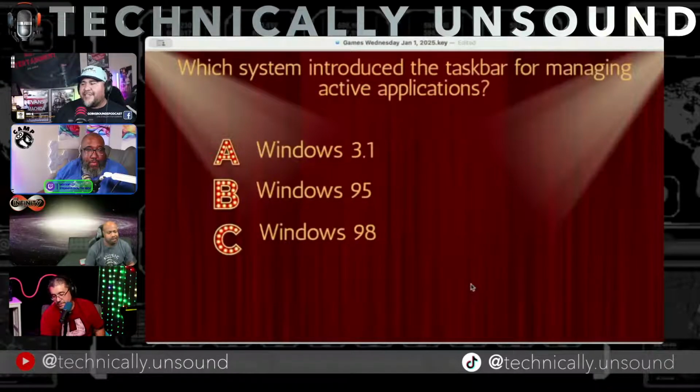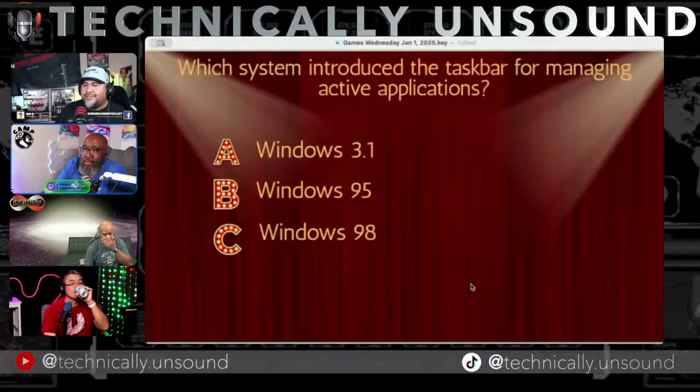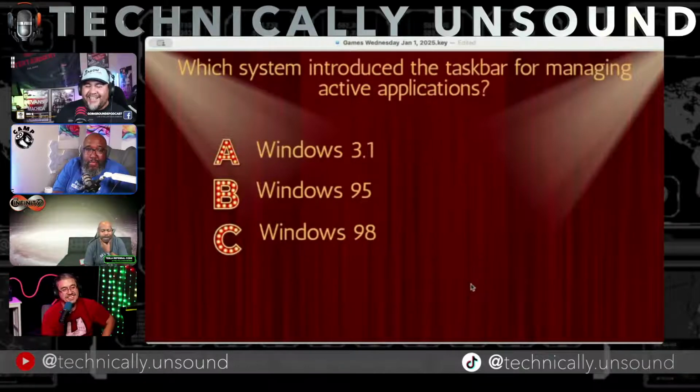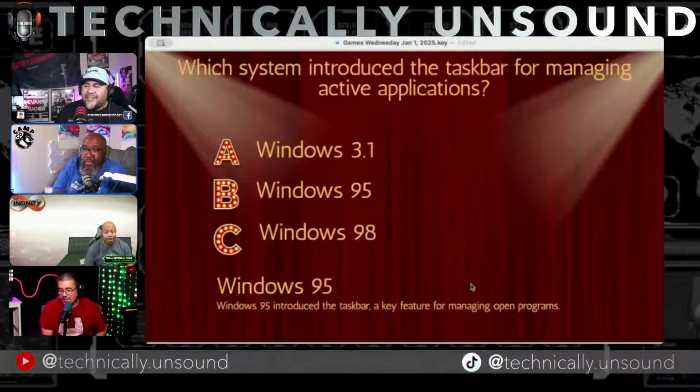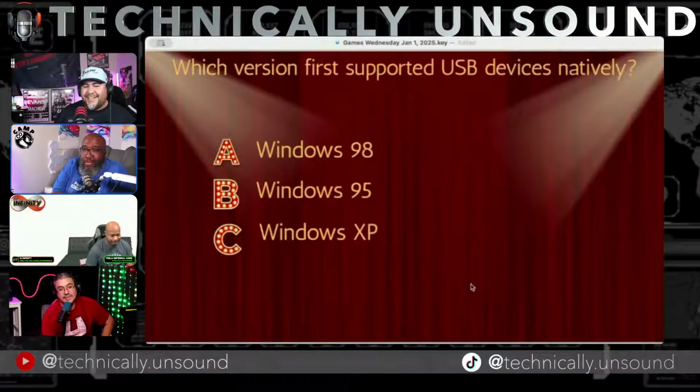See, I didn't start paying attention to details on computers until kind of recently, because I didn't give a fuck before. I think it's B, but everything's B again. It's B. Are we back to B's? Let it be. I'm not trying to B. Which version first supported USB?